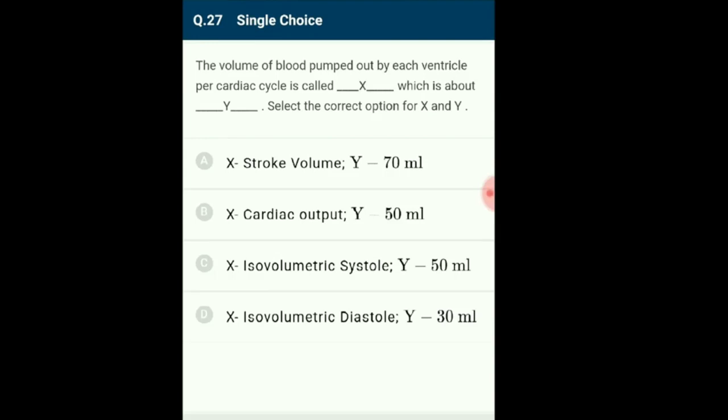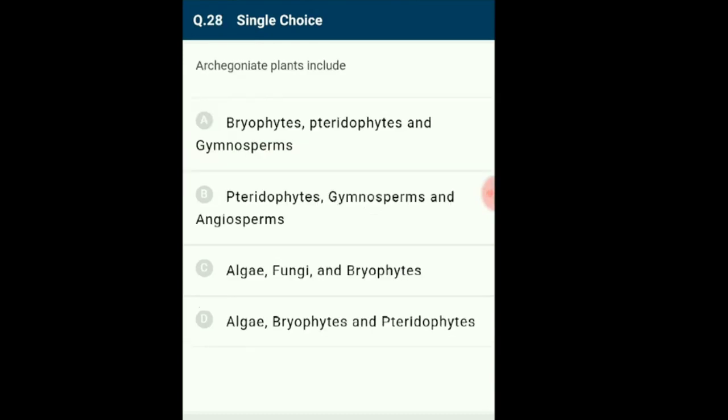It is calculated as the product of stroke volume, that is the amount of blood pumped by the left ventricle each time it contracts, and rate of heartbeat. Cardiac output equals stroke volume times rate of heartbeat, equal to 70 ml into 75 times per minute, that is equal to 5250 ml per minute or 5.25 liters per minute. So the answer for this question is option A. X represents stroke volume, Y represents 70 ml blood. Question number 28.